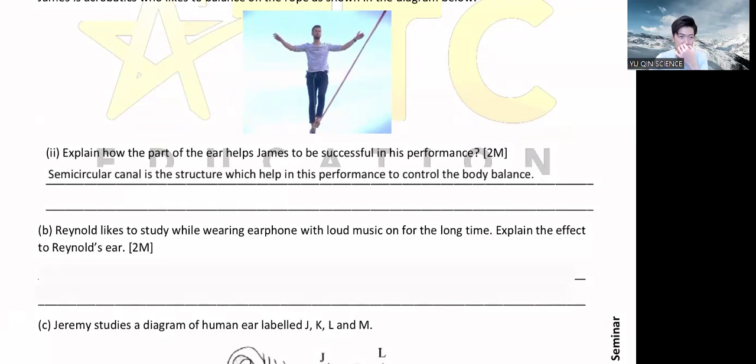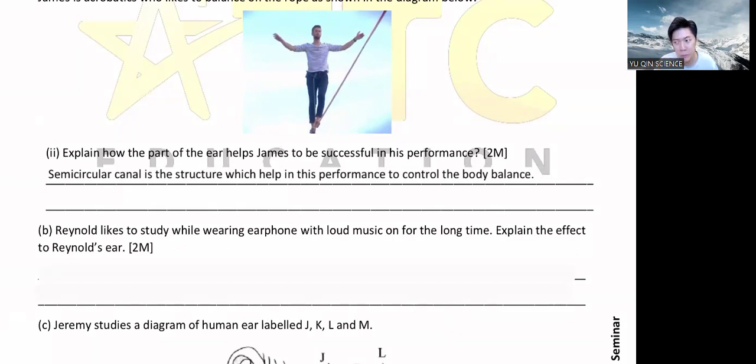Okay, all good. Like B. Renault likes to study while wearing earphones with loud music for a long time. Explain the effect on his ears. Again, this kind of question will lure you into writing that he will be deaf, or that he will not be concentrating on studying because he's enjoying the music. All these answers are fun to talk about, but they're never the correct answer. Let's get back to the syllabus.